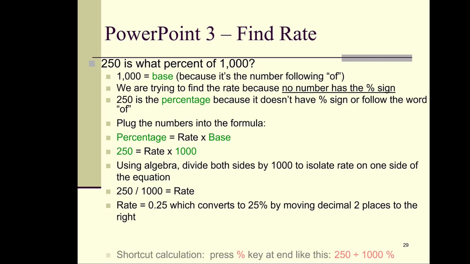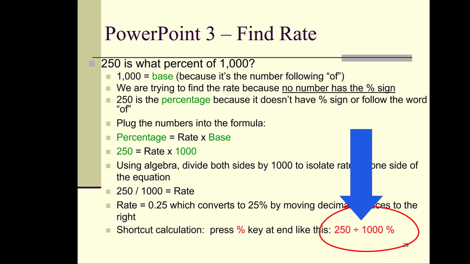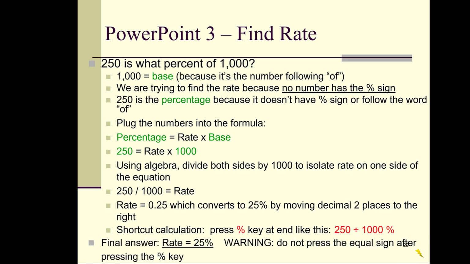Now the shortcut on your calculator is simply press the percent key at the end. So your actual keystrokes are 250 divided by 1,000 and then hit percent. Notice we're not hitting equal, it's just 250 divided by 1,000 and then hit the percent sign. So your final answer is 25%. Again, do not press the equal sign after pressing the percent key.